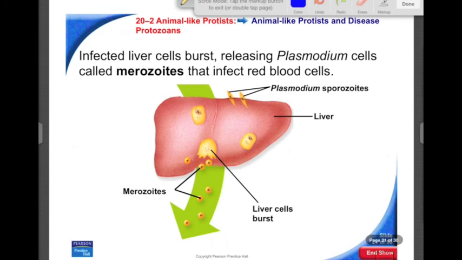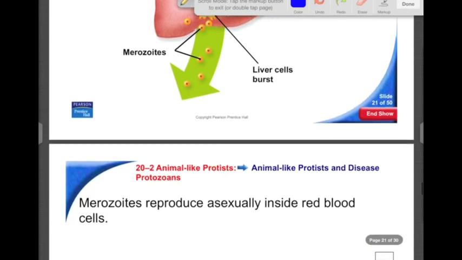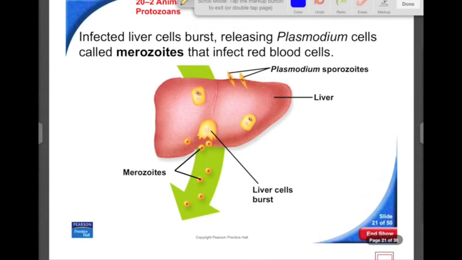But those infected liver cells burst, and the merozoites come flooding out, as we said before, and they go hunting down the red blood cells. So even though your body's fighting back, it's kind of a losing battle. So at this point, we call them the merozoites.